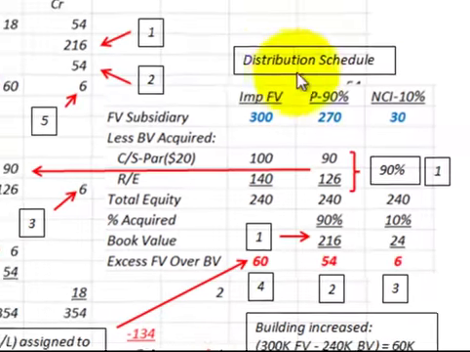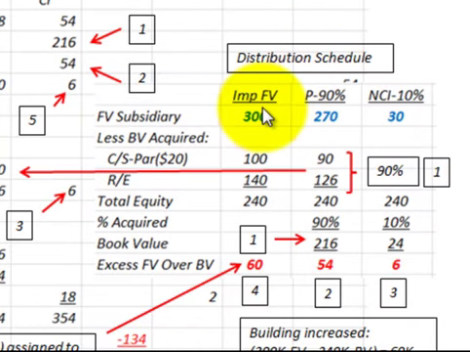Alright, our other adjustments are going to come off our distribution schedule. So for our distribution schedule, the fair value of the sub we had at $300,000. So the parent got 90% of that, or $270,000. Non-controlling interest was $30,000. Then we have to subtract out the equity for the subsidiary. So its common stock was $100,000, retained earnings $140,000, total equity was $240,000. So the parent would get 90% of that. So they'd end up with $16,000 for the book value of the equity.